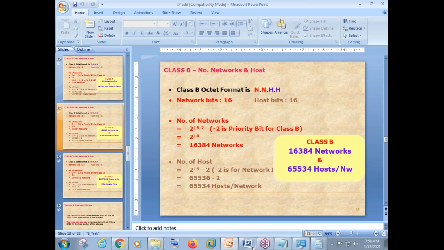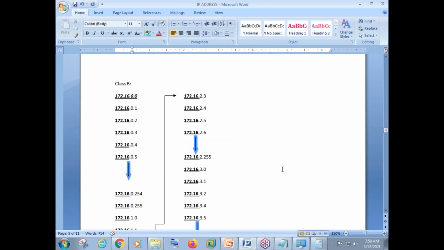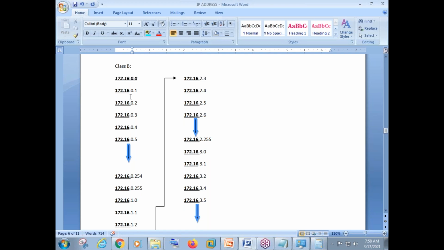Okay, let us see the numbers here. Class B. Which number am I using here? I'm using 172.16. So when I say 172.16, what is the range of class B? The range we know is 128 up to 191. From this range 128 to 191, I am using 172 as my number. So 172 should be there in the first octet.